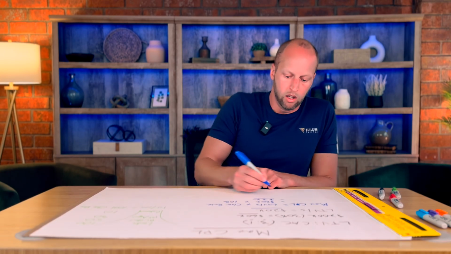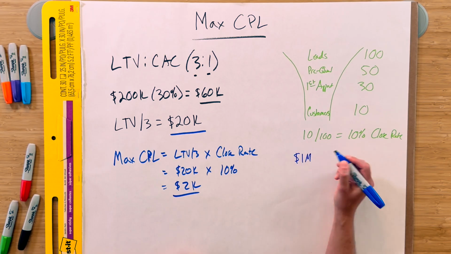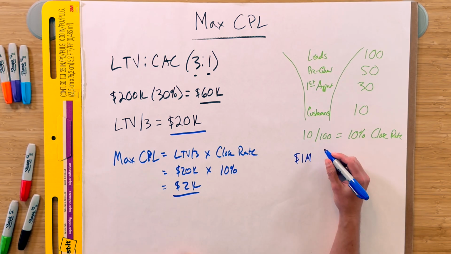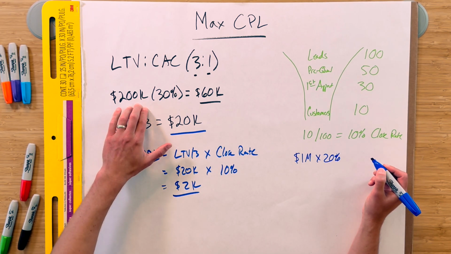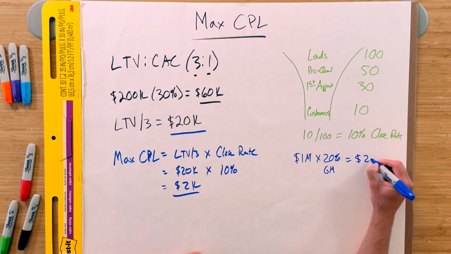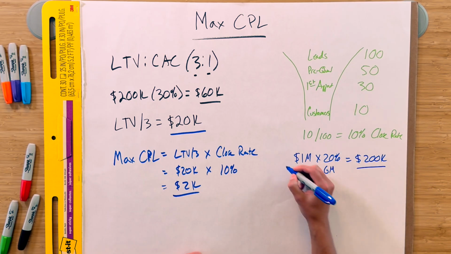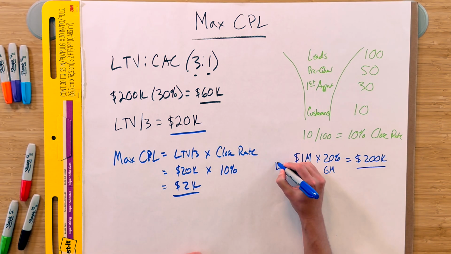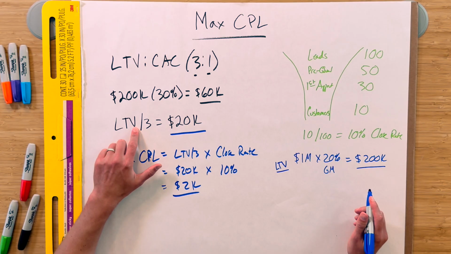So let's just say average project size, let me come over here, is $1 million. Then we're going to multiply that by average gross margin. So if you're tracking along, this is the same thing we did here, 20%. This is gross margin, and that's going to get you $200,000. So $200,000 is LTV for this custom home builder. So that's what a customer is worth, but now we need to divide by 3.